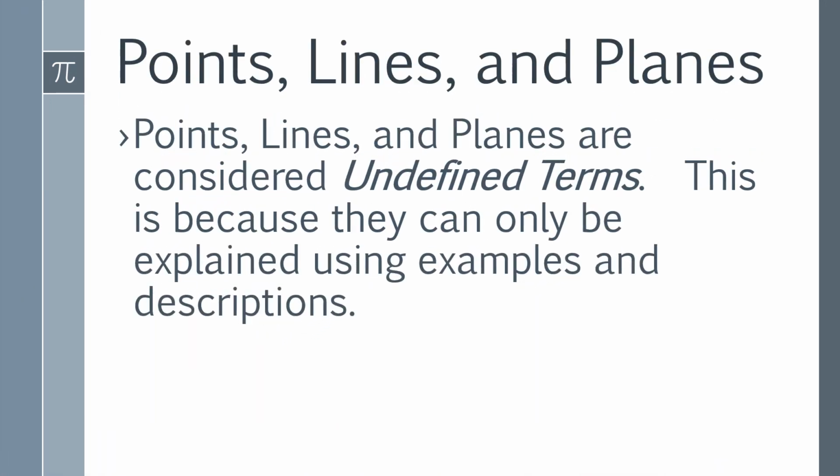Okay, so we're going to start talking about what are called points, lines, and planes. Points, lines, and planes are considered undefined terms. This is because they can only be explained by using examples or descriptions. We're going to have to say things like points are like this, lines are like that, planes are like this, okay? So we're going to use some of these examples and some of these things that are in the real world that we see, and we can then explain what points, lines, and planes are.